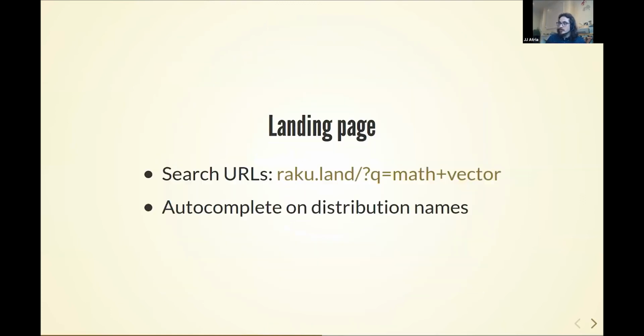The URLs for the search are as straightforward as we could make them. And we tokenize distribution names using Postgres, which means that if you search for something like math vector, you will get the results that you expect. We also do autocomplete on distribution names, which means that often you don't actually have to run a search to find the module that you're looking for.